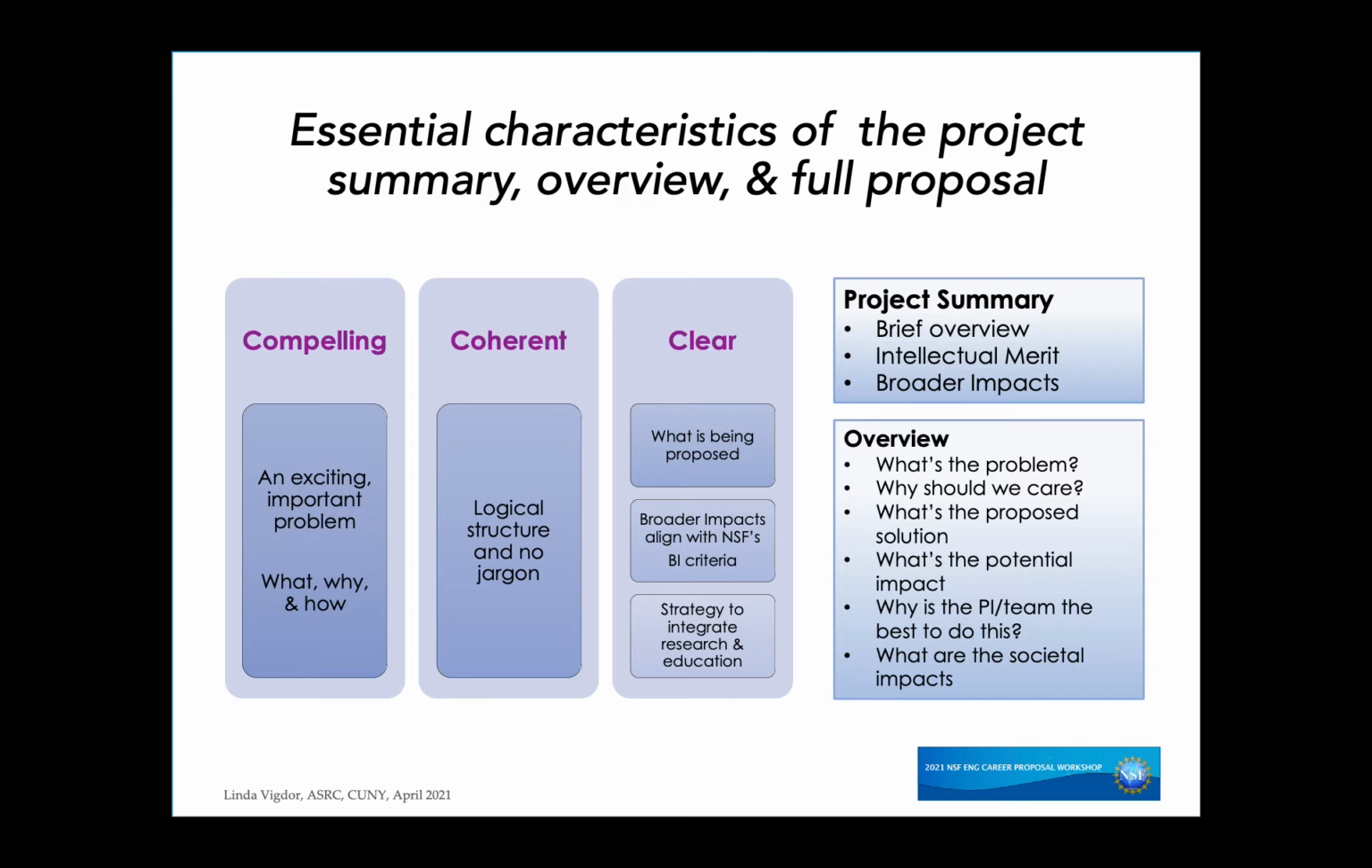So here's some essential characteristics of the project summary, overview, and full proposal. I'd say it goes across all of them. Again, compelling, coherent, and clear. The project summary, remember, is a brief overview, intellectual merit, and broader impacts. And the overview itself gets immediately to what's the problem, why should we care, what's the proposed solution, what's the potential impact, why is the PI or team the best to do this project, and what are the societal impacts.